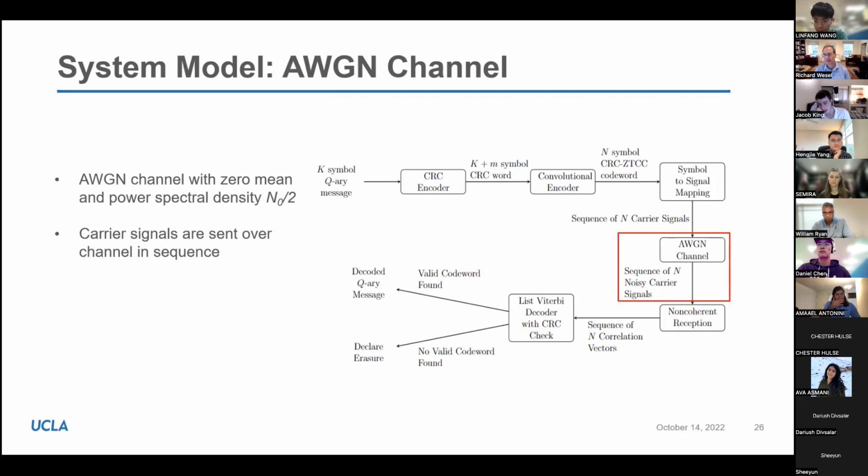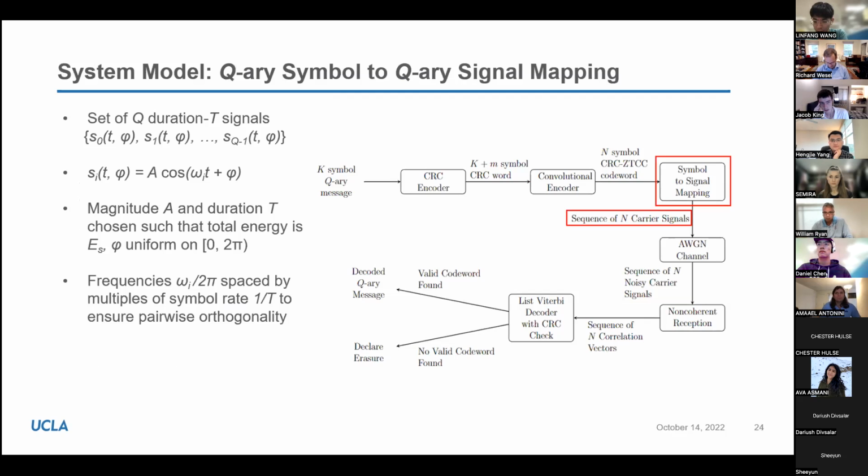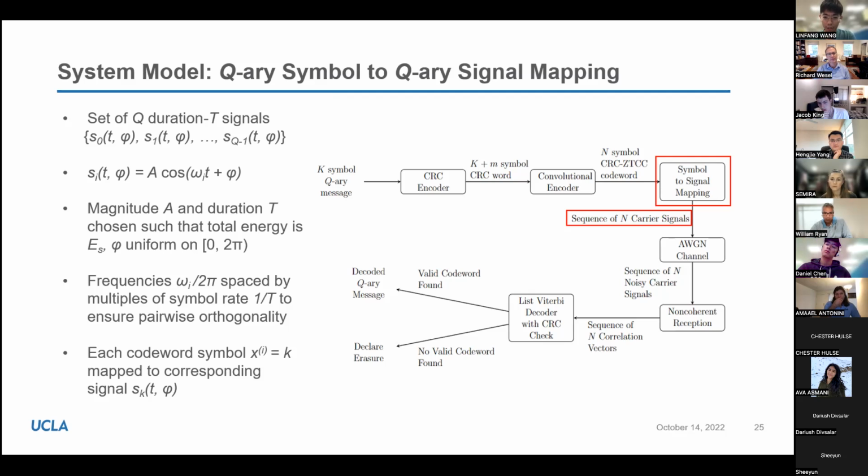So symbol rate is determined by... he could probably tell us what the actual transmission rate is. I think what I'm asking is the spectral efficiency, the bits per channel use. I think it's K over N. Because these curves overlap, I just want to see the range of all these rates.